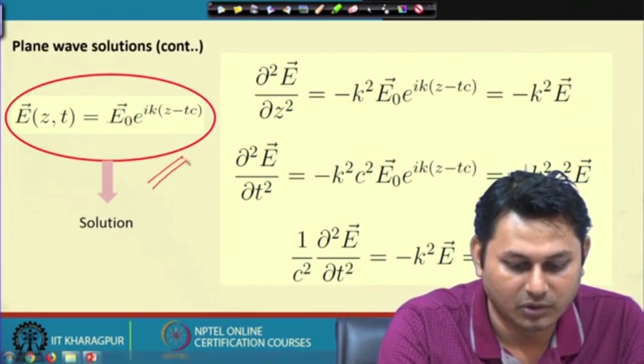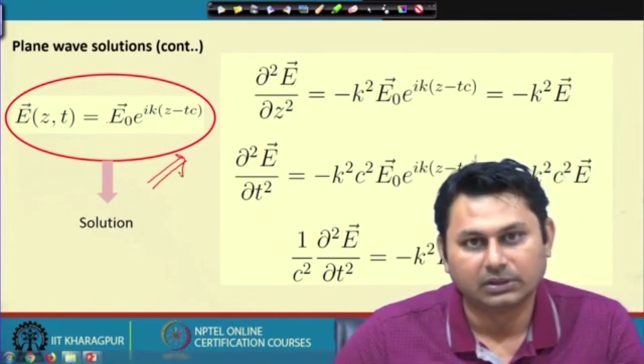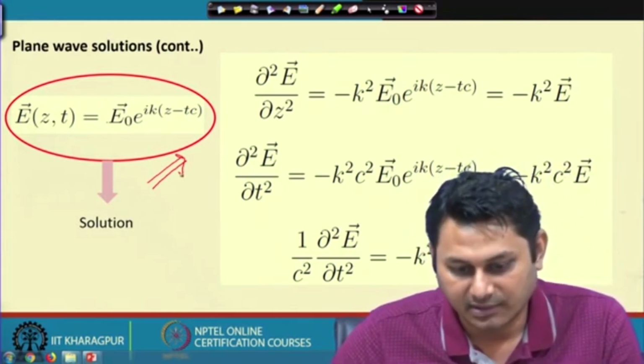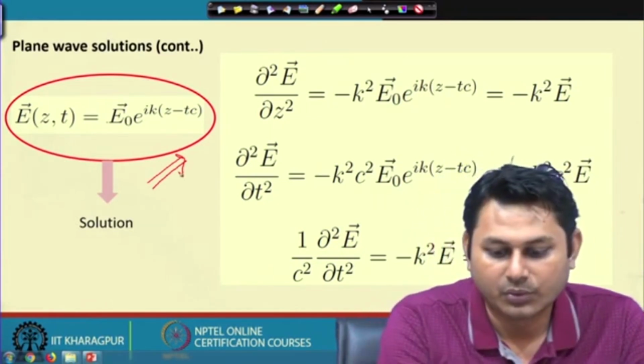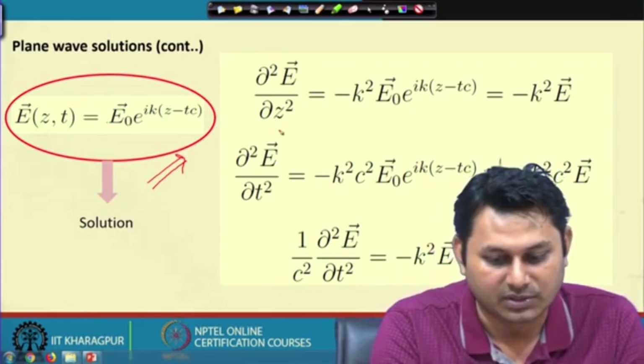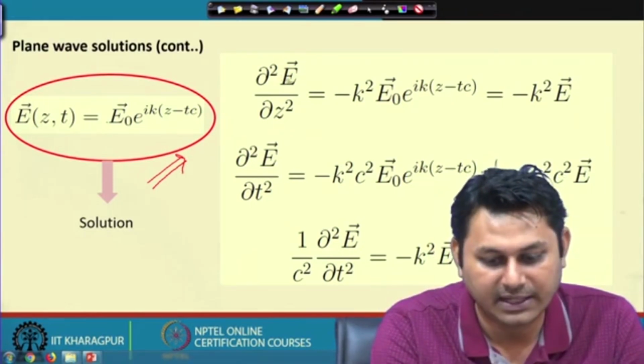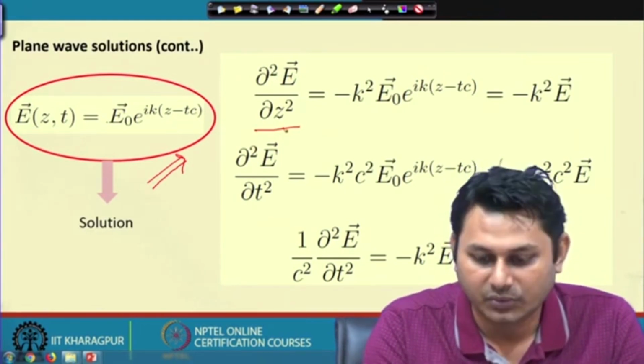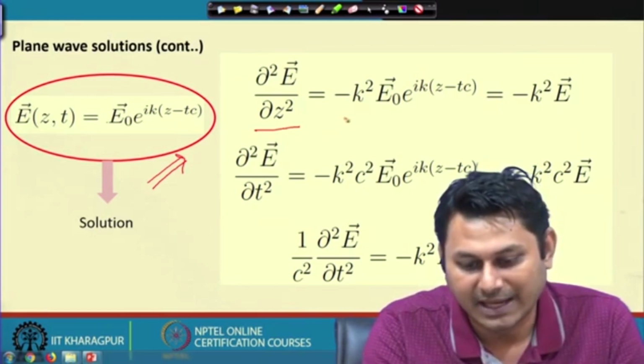So, this is the solution I am looking for. As it is mentioned that this is a solution, what we will do is put that into the equation. In the equation we have the del 2 E del z square term. If I make a derivative over that, we will find that it is k square.